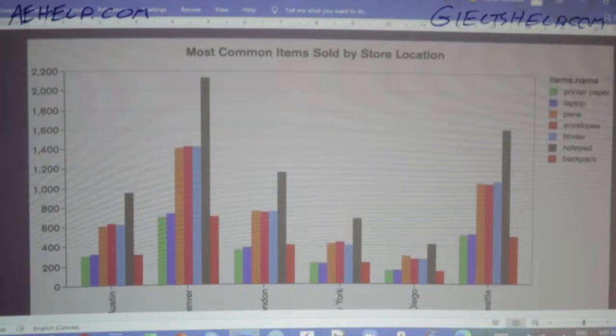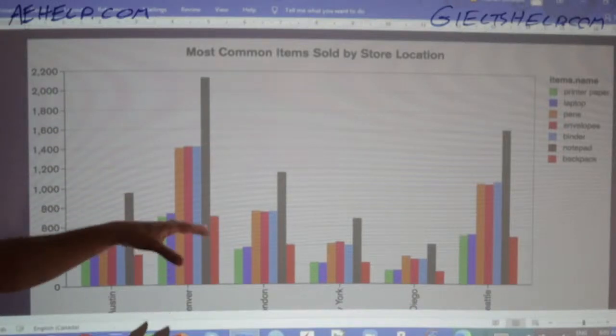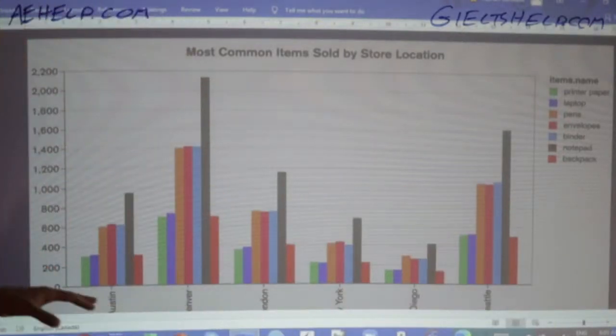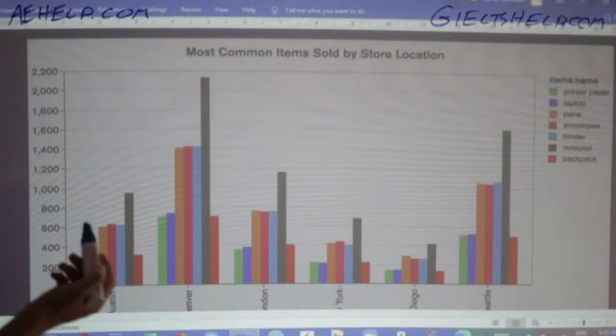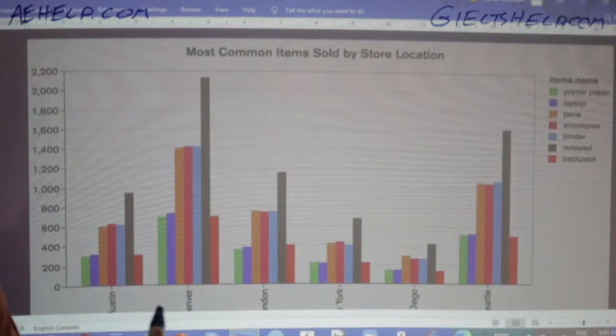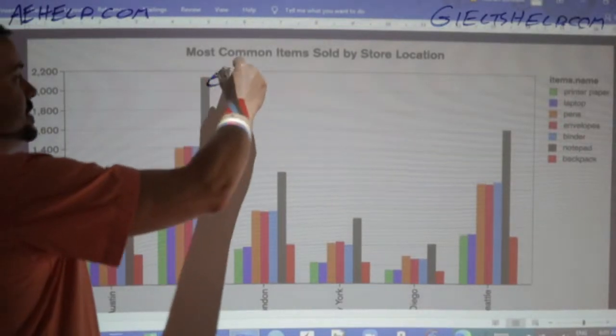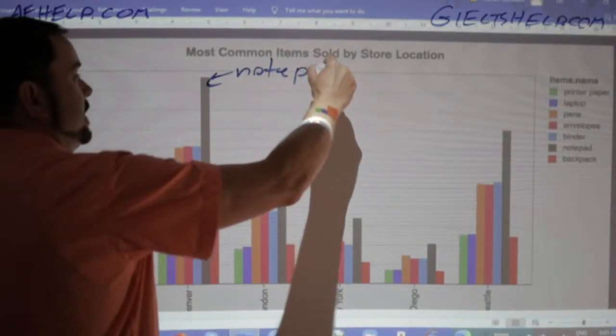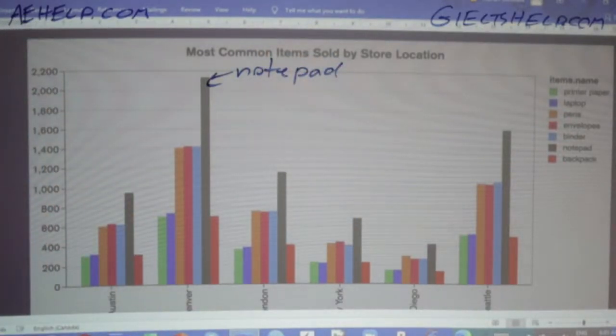All right. So we're saying that the pattern is the same. So now we want to talk about the pattern a little bit more. First of all, is the notepad. So this is representing notepad. And notepads had the highest sales for every single store, proportionally. So that's the description of the pattern. So notepads is number 1.